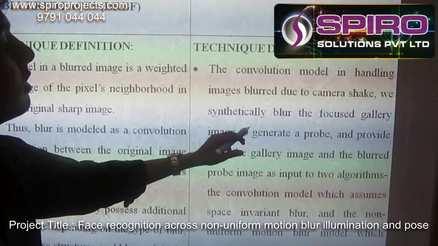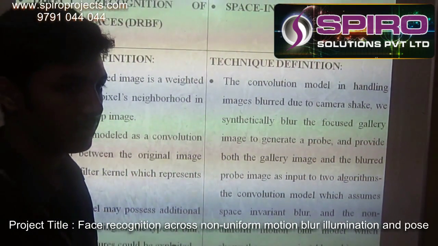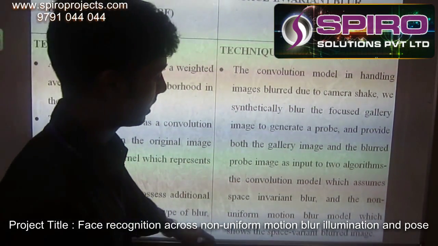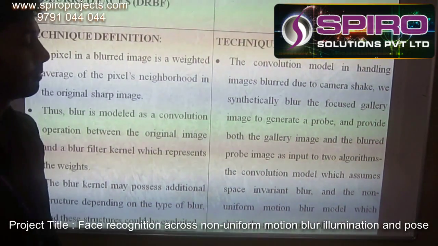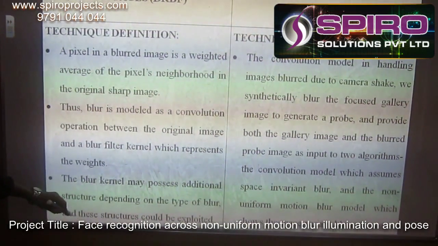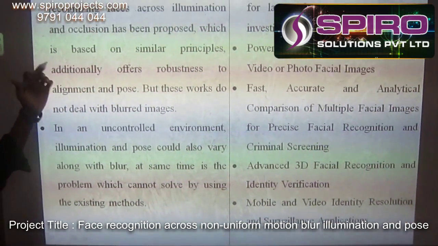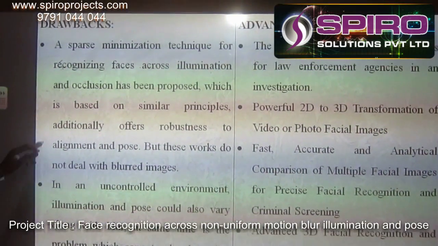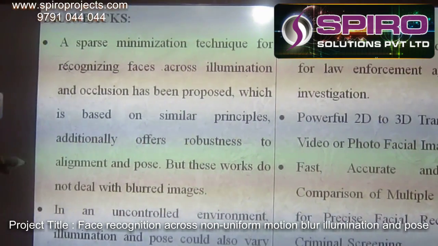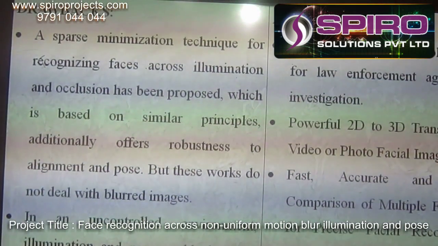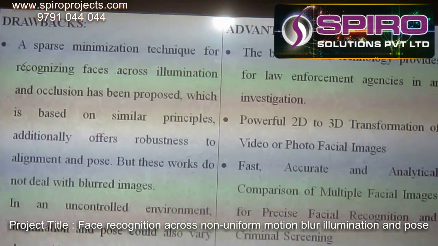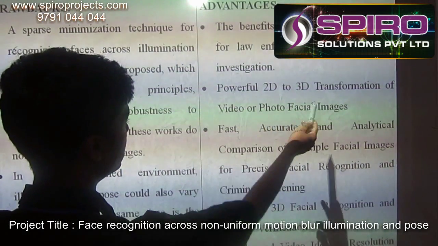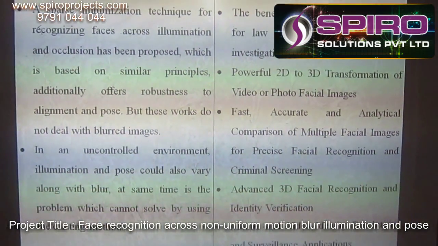We synthetically blur and focus the gallery image. We already have a gallery, which holds all the data regarding an image which could possibly be blurred, and we are making the image look like an original image, through which we get the authenticated image. Here we are differentiating the drawbacks and the advantages of the present model and the existing model. As the sparse minimization technique is recognizing faces across illumination, it cannot identify the new image. It has the advantage of mobile video identity resolution and surveillance applications. It has a lot of applications from 2D transformation to 3D transformation. It is very accurate and it can be used widely.